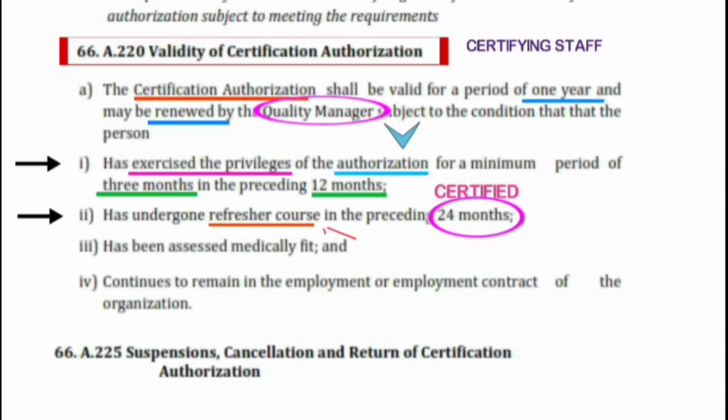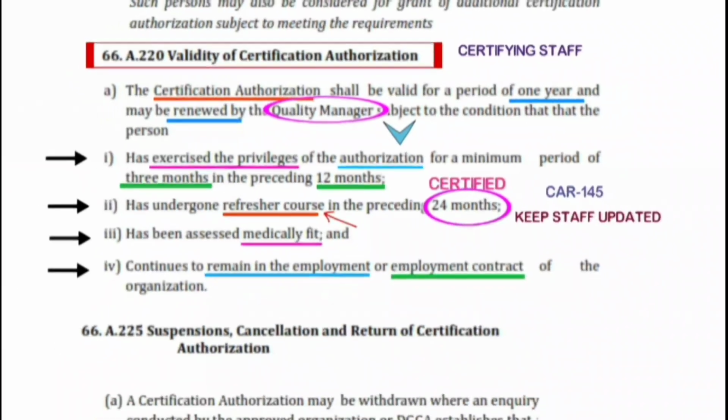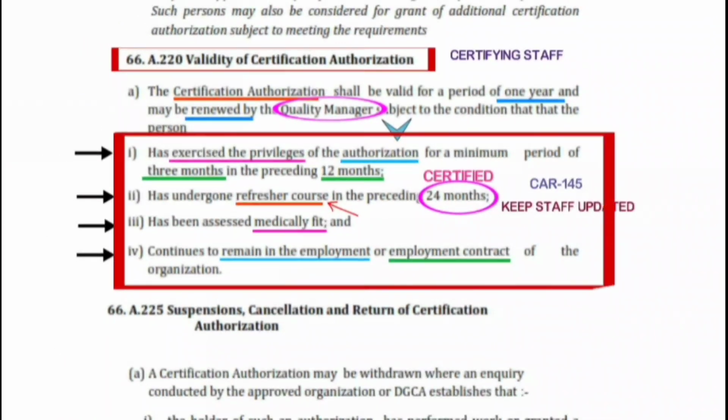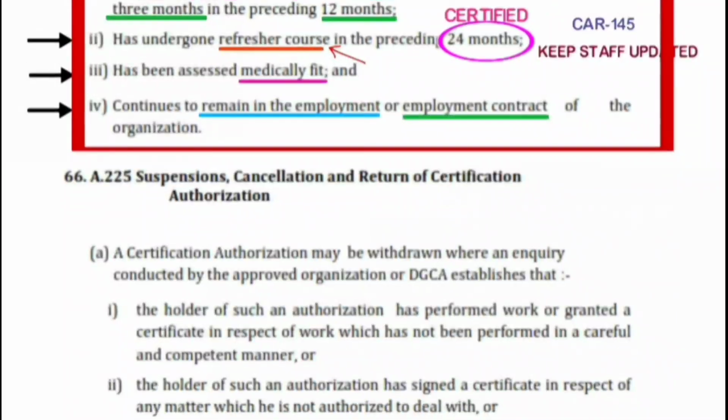Now what this refresher training is, we will deal with in CAR 145 in detail. Right now, remember, refresher training is done by the organization to keep their staff updated. Third, he is medically fit at the time of renewal. Fourth, and the important one, he is still employed in that organization or the contract remains valid. So these are the conditions which will be reviewed by the quality manager at the time of renewing the certification authorization.